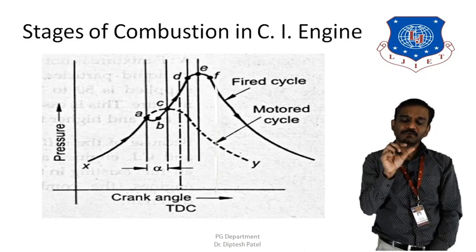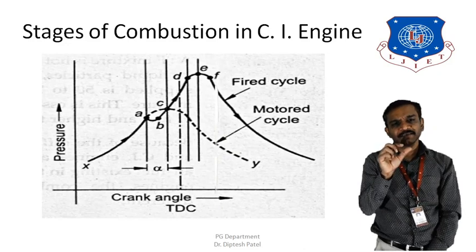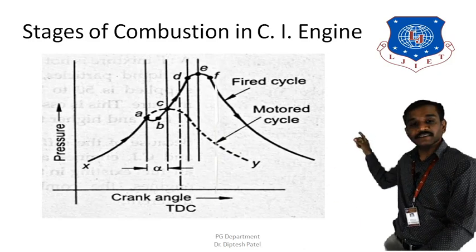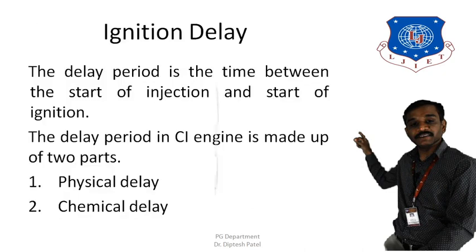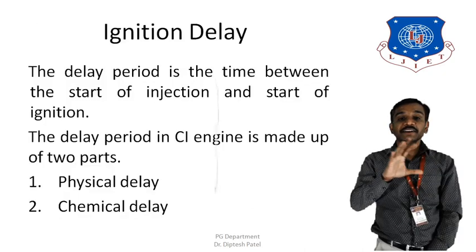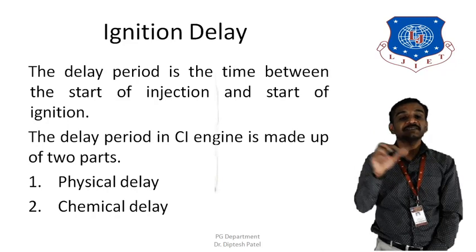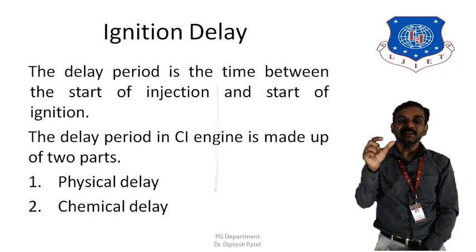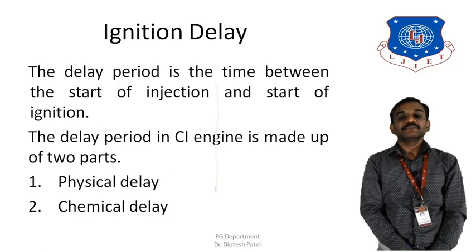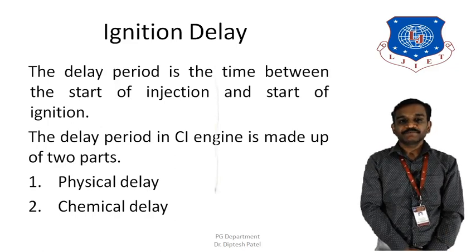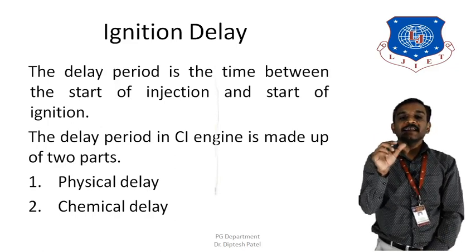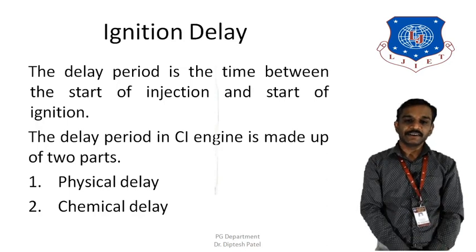So for a few microseconds, represented by alpha here, there is what is known as the ignition delay. After that it starts burning. So the delay period is the time between the start of injection and the start of ignition, that is, between A to C. So there is a small delay period, and that is known as the ignition delay.